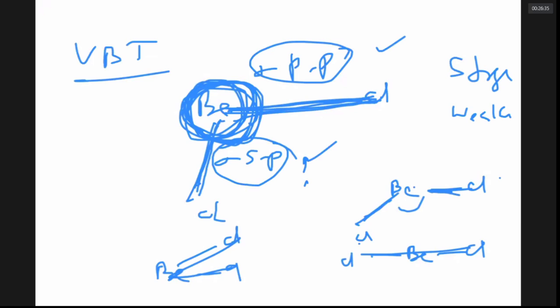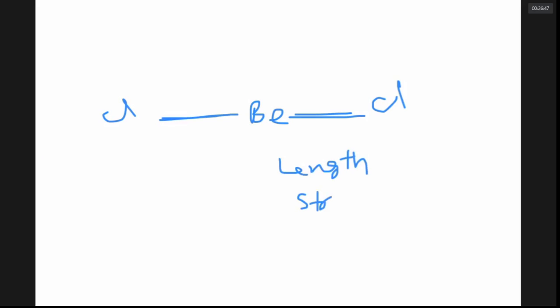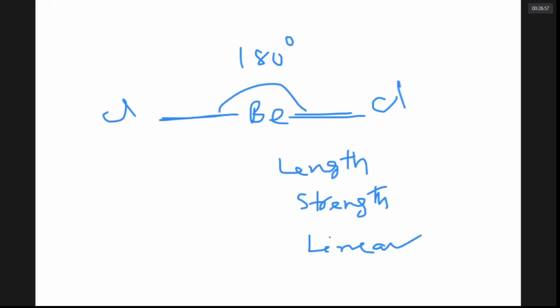But unfortunately, experiments have shown that beryllium chloride is a linear molecule. Both bonds have exactly the same length and the same strength, and their angle is exactly 180 degrees. It is a linear molecule. So the formation of beryllium chloride could not be explained by valence bond theory. Got it?